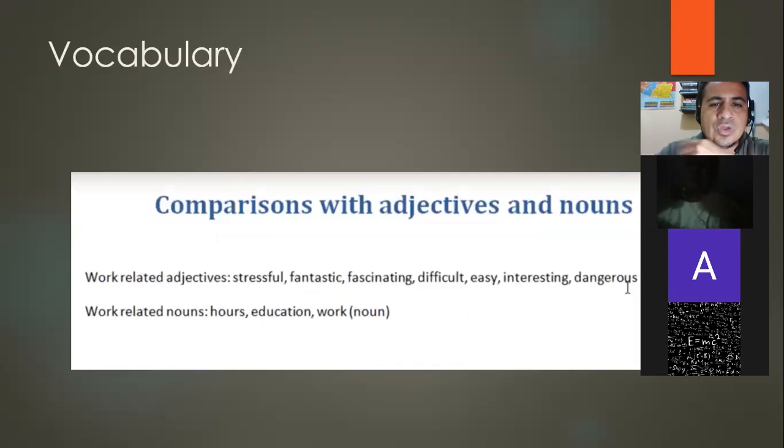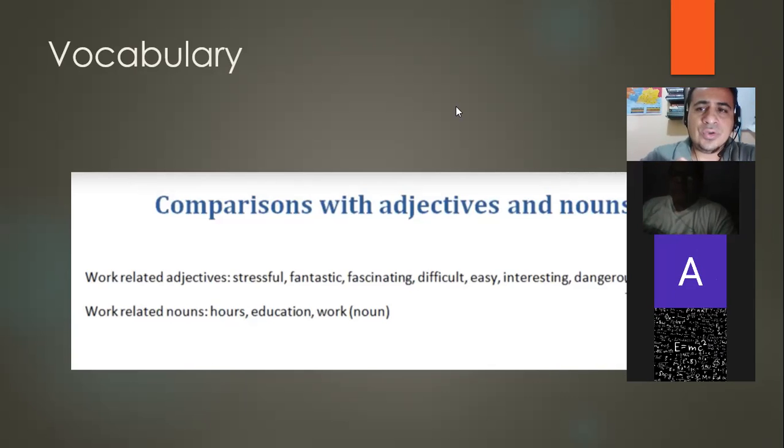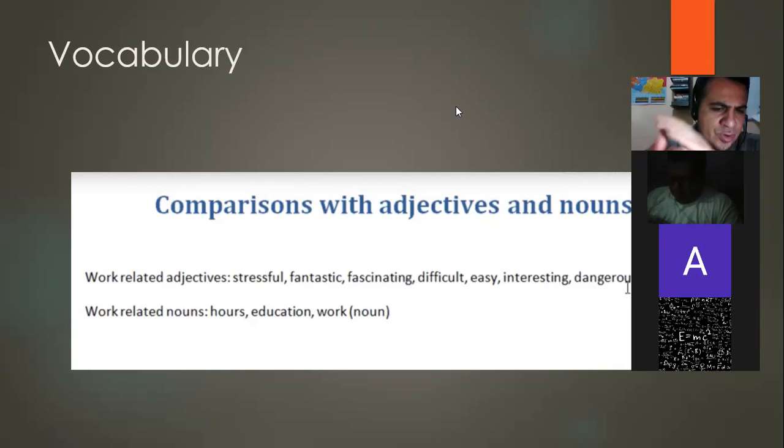All right, very good. So the vocabulary that we can use, you can use, for example, adjectives and nouns. Aquí. Adjectives, you can say stressful, fantastic, fascinating, difficult, easy, interesting, dangerous. Okay. And nouns that you can use are, for example, hours, education, work, a noun.